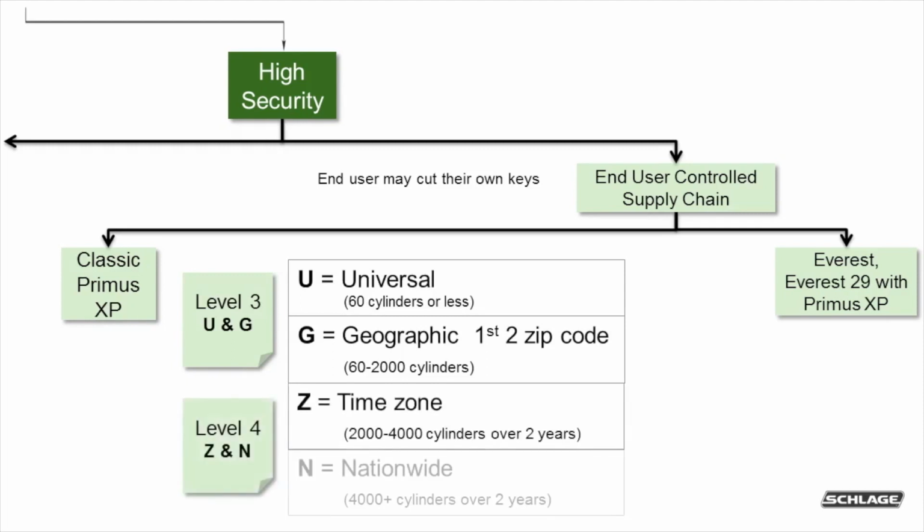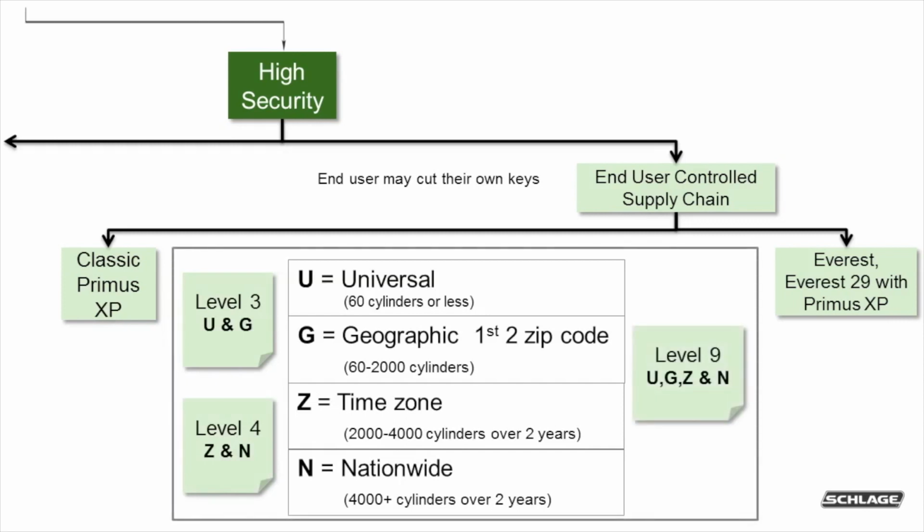Level 4Z offers time zone exclusivity and requires a purchase of 2,000 to 4,000 cylinders in a 2-year period. Level 4N offers nationwide exclusivity and requires the purchase of over 4,000 cylinders in a 2-year period. On the Everest side, there is just one level, Level 9. Level 9 is available in the Everest and Everest 29 keyways with universal, geographic, time zone, and nationwide levels of exclusivity with the same purchase requirements.